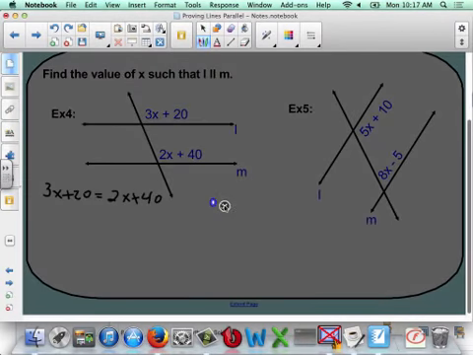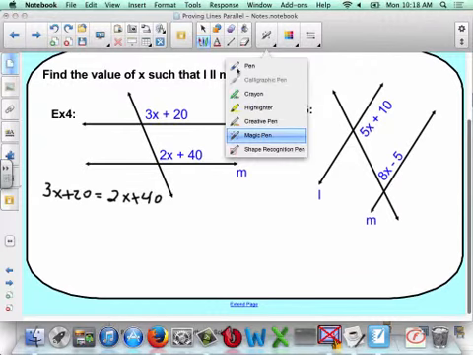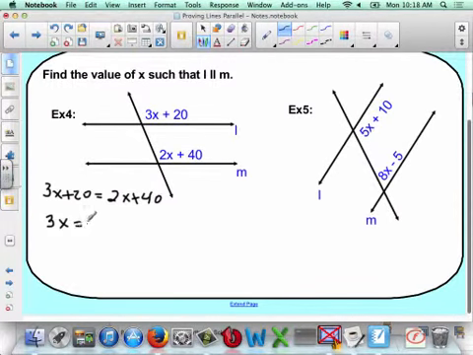Why? Corresponding angles. Yes. So now let's continue. If I got 3x plus 20 equals 2x plus 40, what do I do next? Great, Brandon. And how do I do that? Okay, subtract 20 from 40. So therefore, I get 3x equals 2x plus 20. Okay, now what? Okay, and therefore x is 20. I still got it right. Yes.